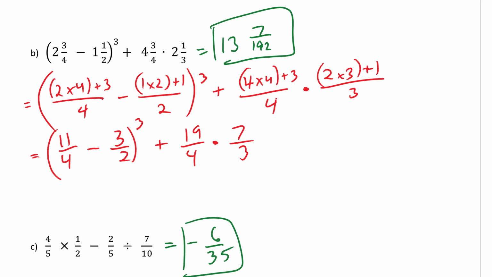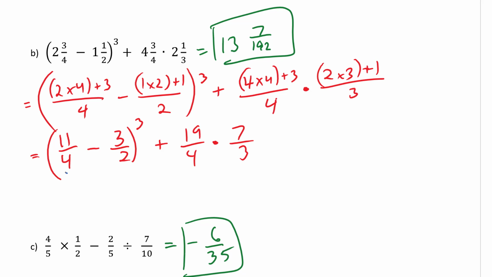Make sure you copy it down correctly. You can see there I copied down a squared instead of a cube. If I can make that mistake, so can you. Always double check. Now that we have everything converted to improper fractions away from mixed numbers, let's see what we can do here. Brackets first.